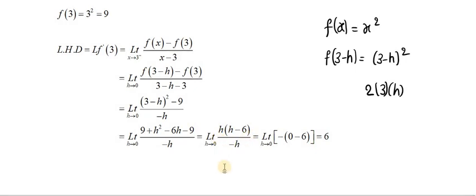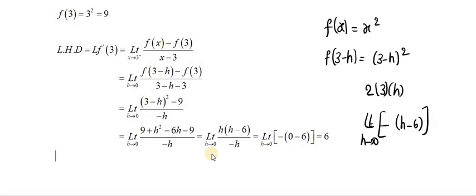Now h gets cancelled, then we are going to get limit h tends to 0 of minus h minus 6. In this expression, I am going to substitute h equal to 0. So, minus of 0 minus 6. 0 minus 6 is minus 6. So, minus 6 into minus is plus 6. Therefore, the value of LHD is 6.